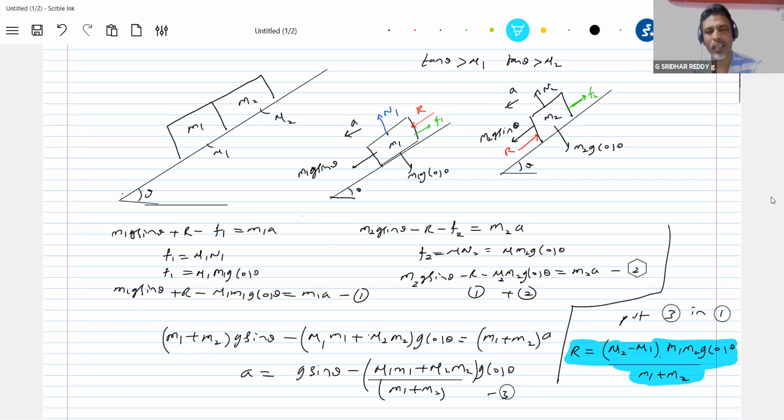So the condition: if tan theta is less than mu2 and tan theta is greater than mu1, definitely the block m1 will slide, block m2 will not slide, it will stay there only. So there is no question of this R. The moment you release, they lose contact. Try to analyze this. If tan theta is greater than mu1 and greater than mu2, both will slide.